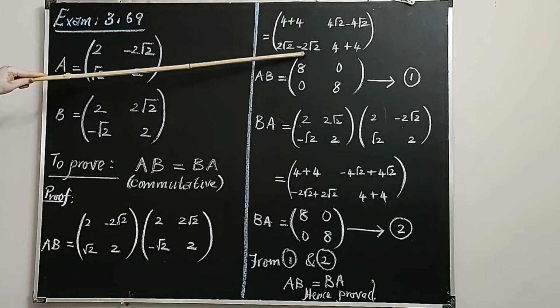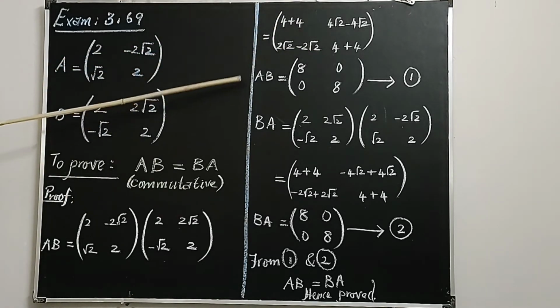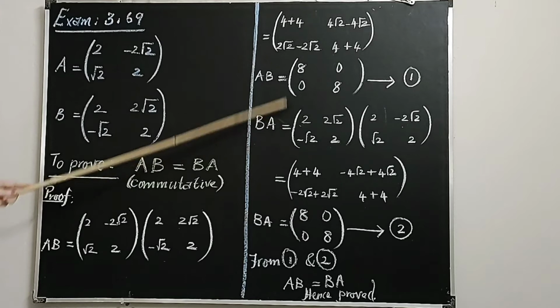2 root 2 minus 2 root 2. 4 plus 4. Then AB is equal to [8 0; 0 8]. That's the first derivation. Then take RHS, which is equal to BA. B into A. Write B first, then A.